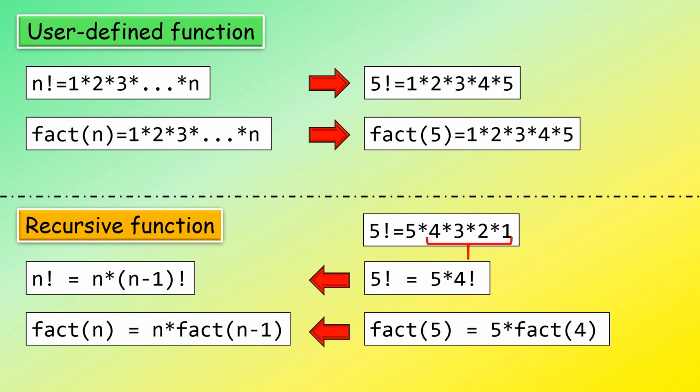So in this step you can see that the function fact is calling itself in the right hand side, but with reduced input. In the left hand side the input is n, but in the right hand side the same function fact is called with reduced input n minus 1. So this is the trick that needs to be used in a recursive function. I will show the actions in a recursive function step by step.